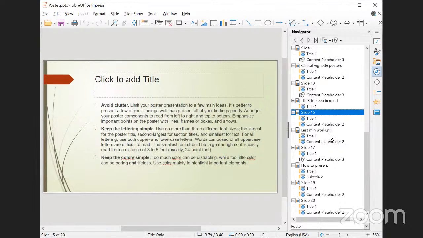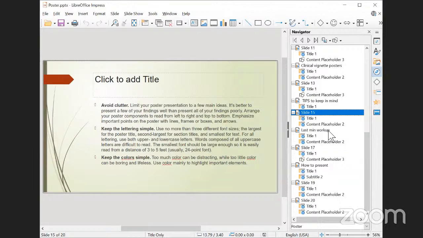Emphasize important points on the poster with lines, frames, or boxes and arrows. Keep the lettering simple. Use no more than 3 different font sizes: the largest for the poster title, second largest for the section titles, and smallest for text. For all lettering, use both upper and lowercase letters. Words composed of all uppercase letters are difficult to read.